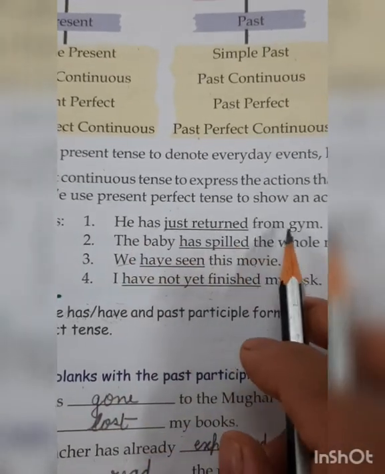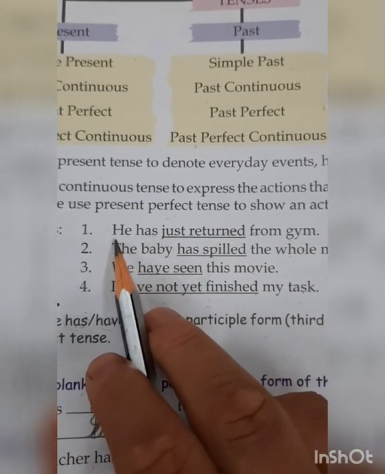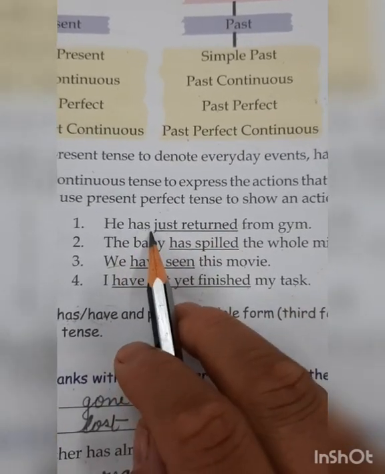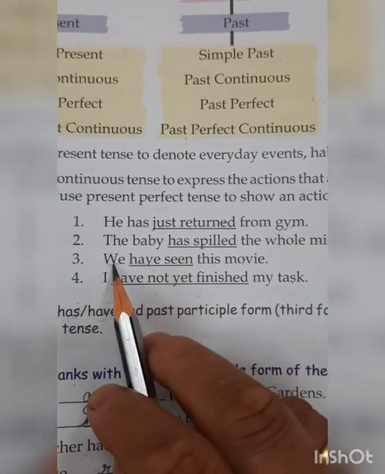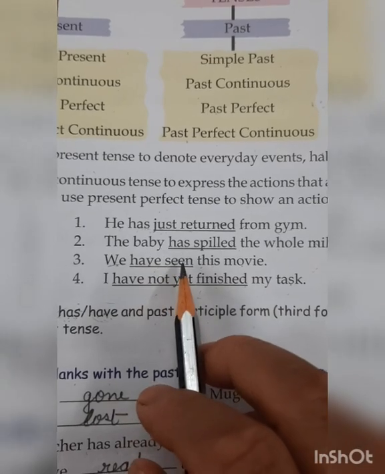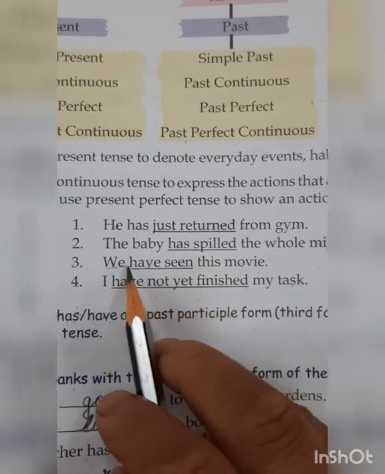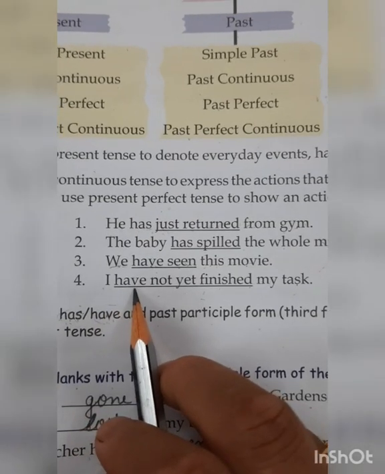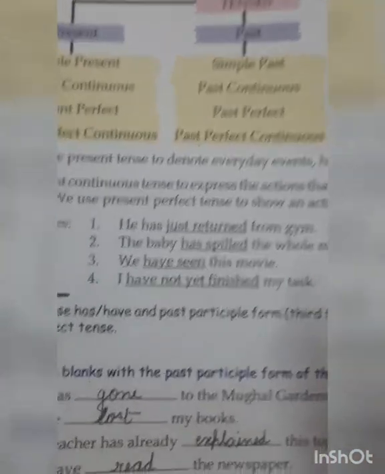As you have seen in the given examples, he is a singular subject. With he, we use has and the third form of the verb. He has just returned from gym. And here, we is a plural subject. So with we, we use have and the third form of the verb or past participle form of the verb. We have seen this movie. With I also we use have. I have not yet finished my task. Now we'll start our exercises.